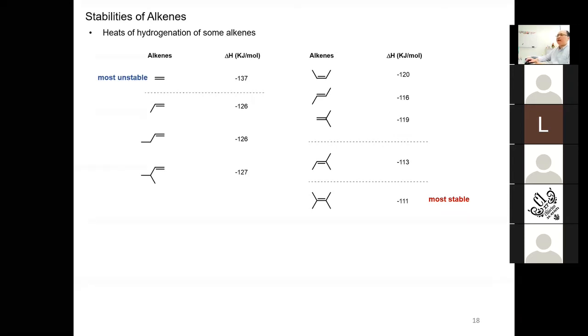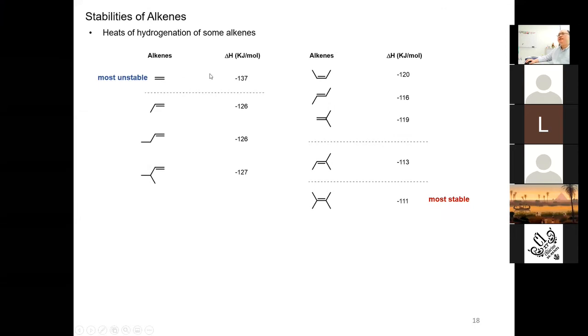For example, we have acetylene. The released heat is 137 kilojoules per mole. That means it's the most unstable. And then the most stable one is the tetra-substituted olefin, which gives 111 kilojoules per mole.